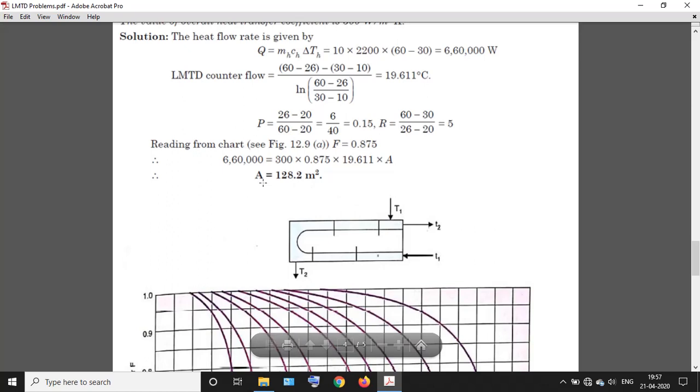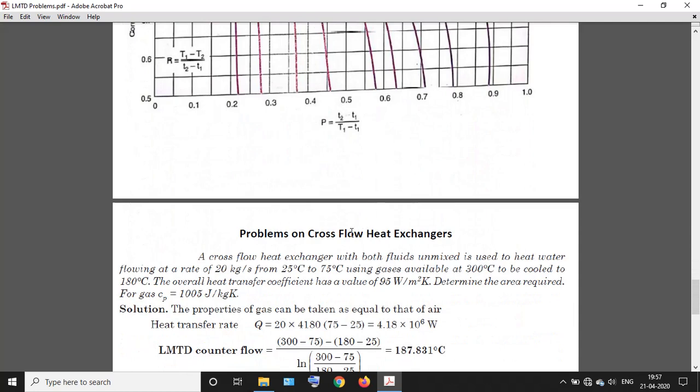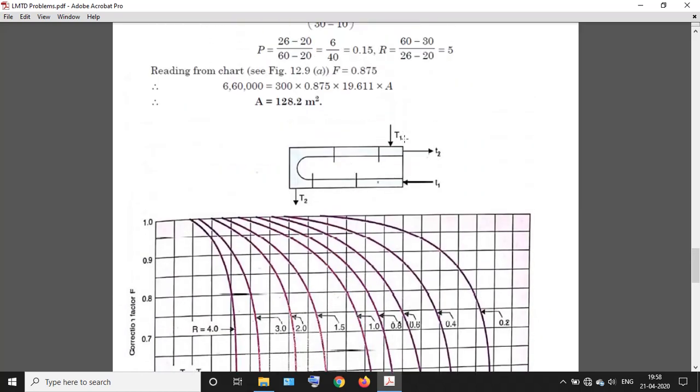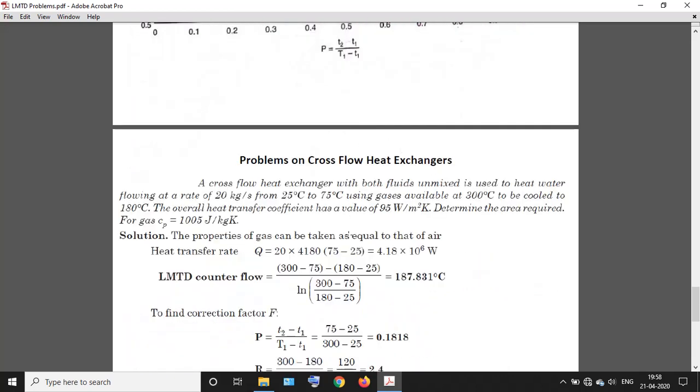From that chart you will substitute it in the usual formula, Q is equal to F into U into A into delta T LM. Now this formula I am again mentioning, you need not learn by heart, it is already mentioned in your data book. Okay, now we will discuss a problem on cross flow heat exchanger. Now the shell and tube as well as cross flow heat exchanger, they work similarly. The only difference is the chart that we use to find out the correction factor changes. Okay, the procedures are the same.